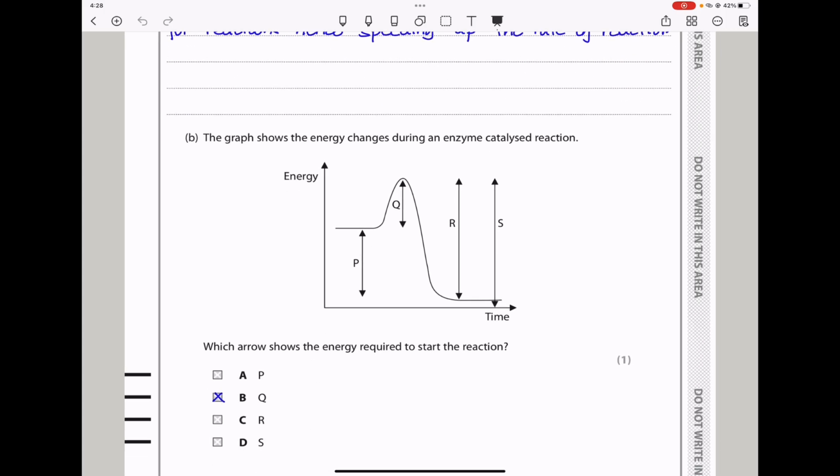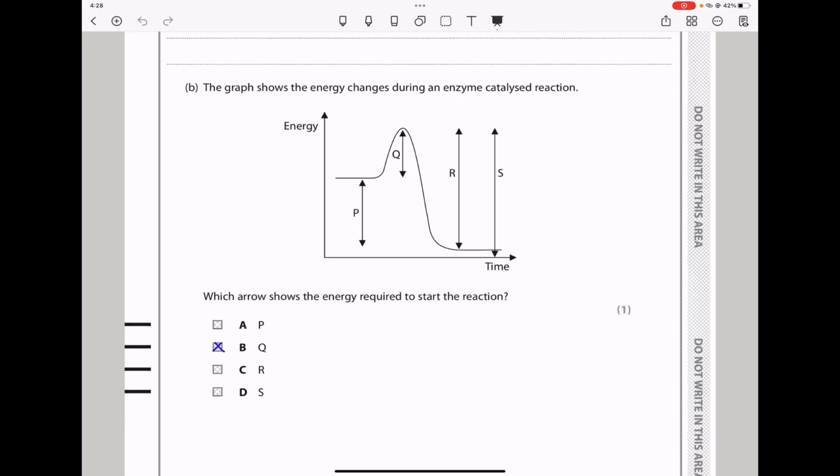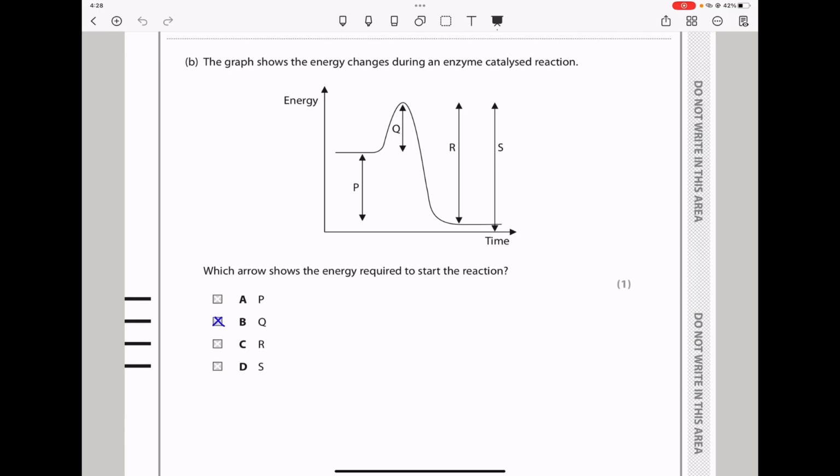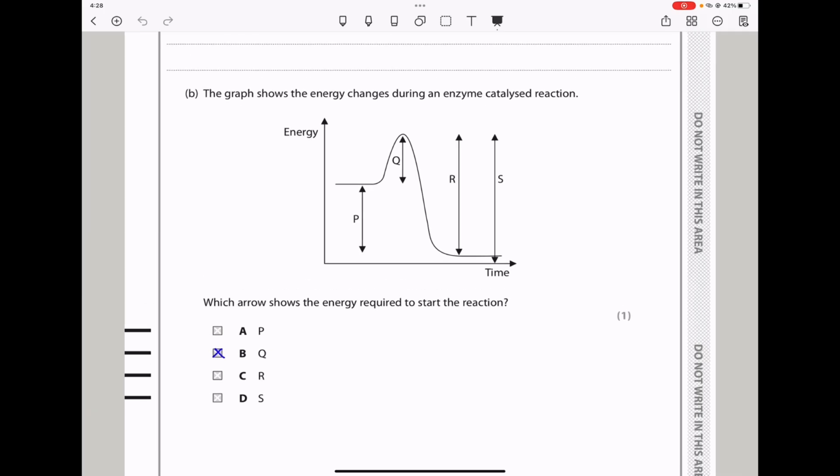Moving down here, the graph shows energy changes during an enzyme catalyzed reaction. On the vertical axis, we see energy, and on the horizontal axis, we see time. And they ask which arrow shows the energy required to start the reaction. The energy required to start the reaction is going to be Q because that is the activation energy for that specific reaction. So my answer here was B.